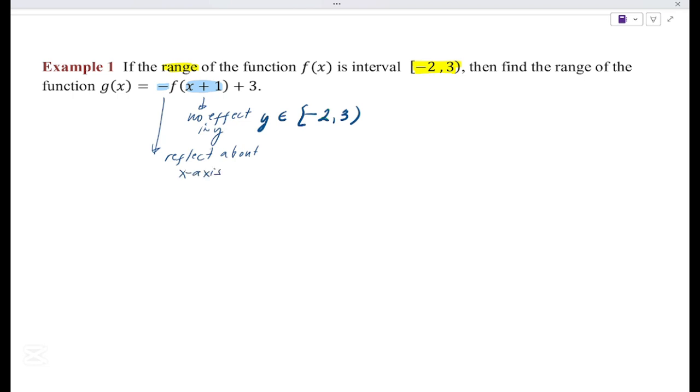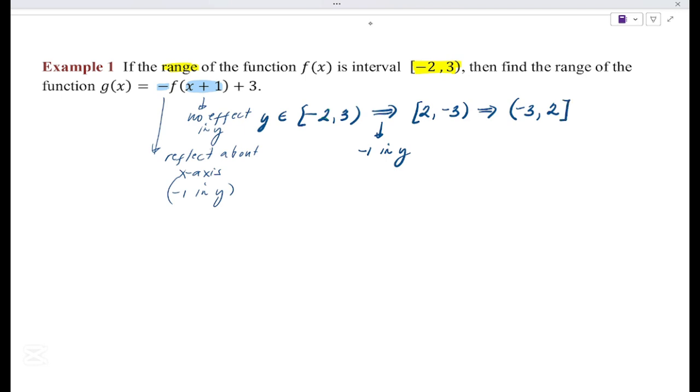And the effect in the function is multiplying negative in the y. So if we multiply -1 to this range, since these are y values, it will give us +2 and -3. But this is not the proper way of writing it because -3 is smaller than 2, so we have to interchange the position. So it will be -3, comma, +2, with -3 not included and 2 included.